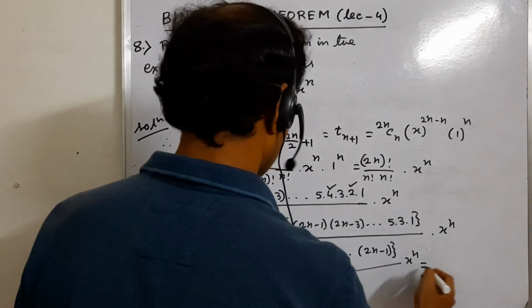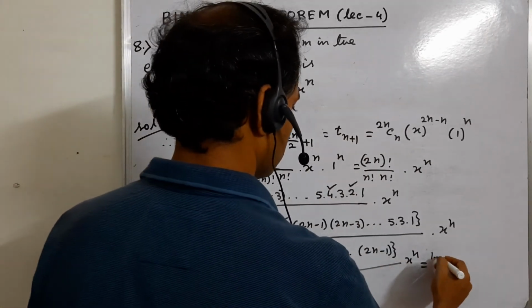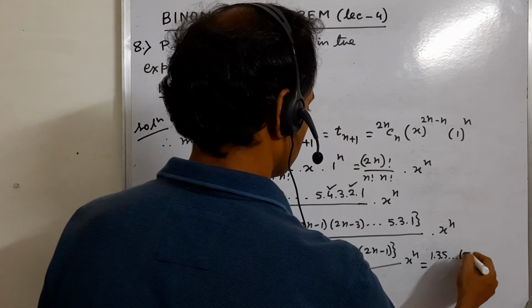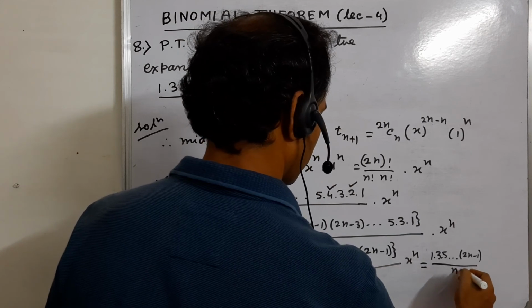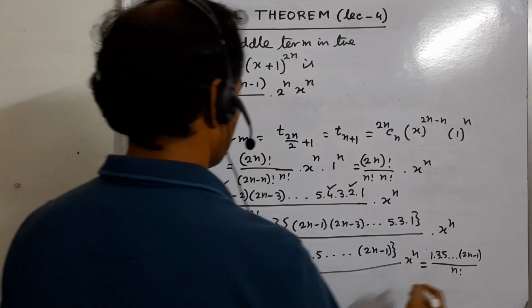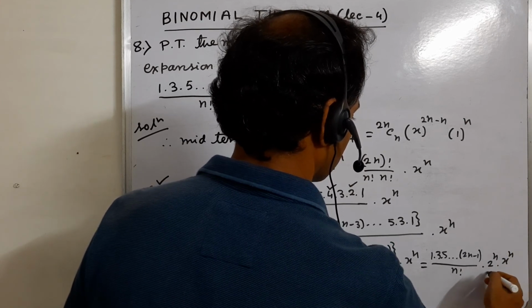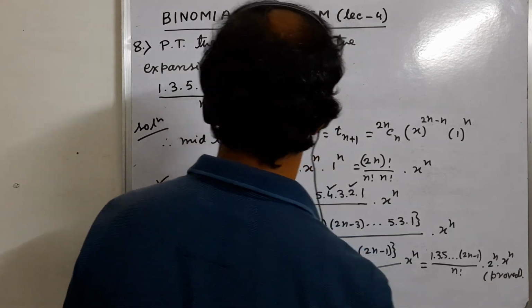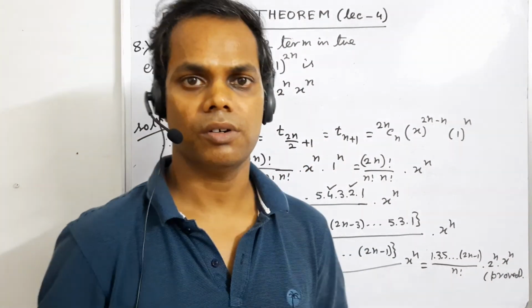we get 2 to the power n into 1 into 3 into 5 up to 2n minus 1 by n factorial, into x to the power n. Proved. This is a very important sum. In the next video on this topic, we discuss a few more sums on binomial theorem.